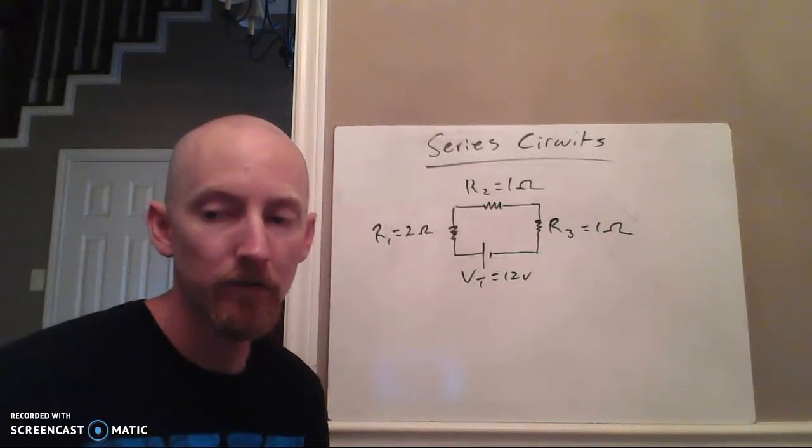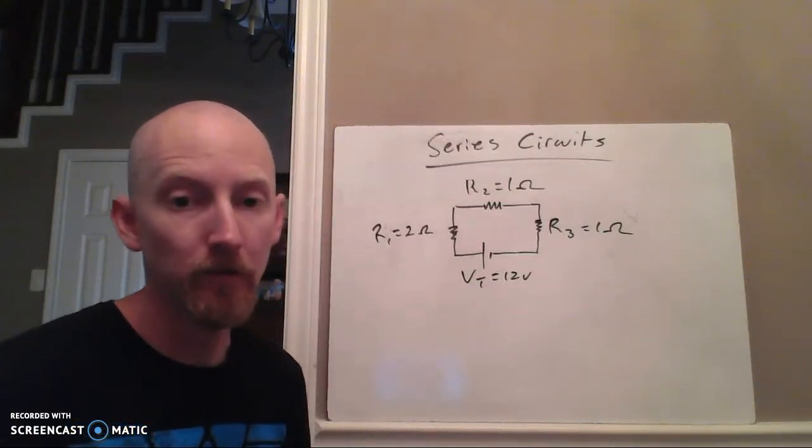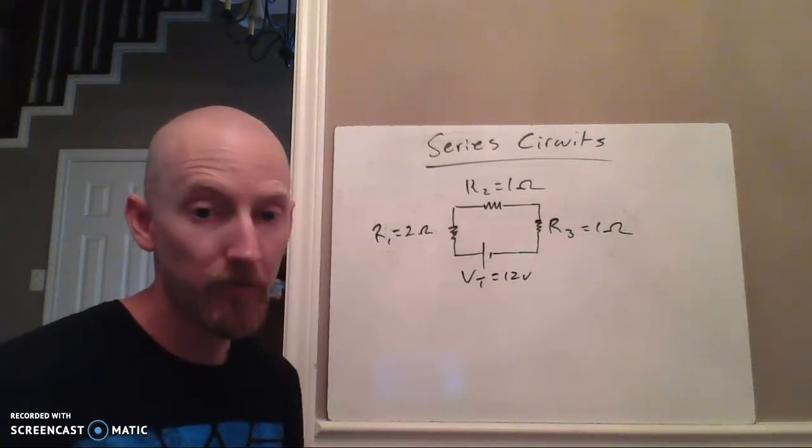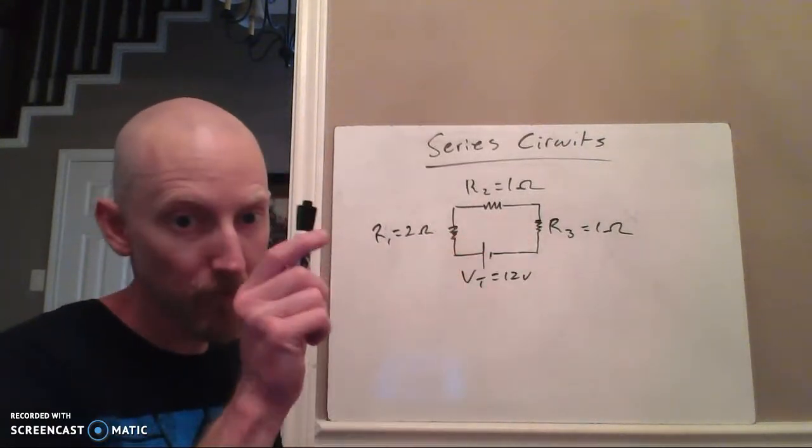Hey guys, so we're going to look at how to do series and parallel circuits. We're going to talk about series circuits first. So what I've done is draw a very simple series circuit. And this is how you draw circuits. These are resistors. I just draw little squigglies.